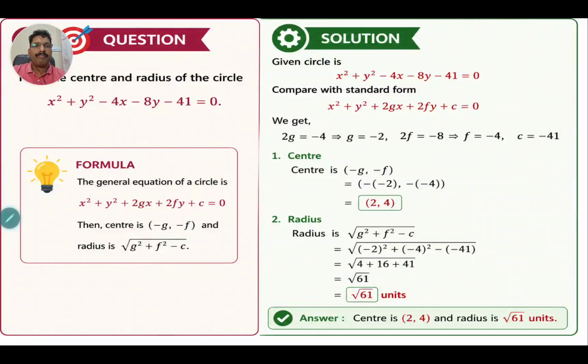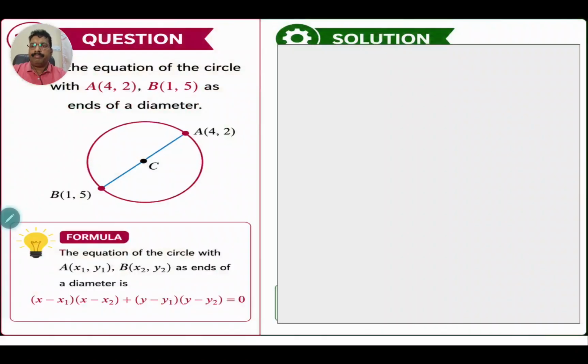Next question: find the equation of the circle with A(4, 2) and B(1, 5) as endpoints of a diameter. Whenever endpoints of a diameter are given, there is a direct formula: x minus x1 into x minus x2 plus y minus y1 into y minus y2 equal to 0. Otherwise, we can find the distance between the two points A and B, which gives the diameter, and half of the diameter gives the radius. The midpoint of AB, that is x1 plus x2 by 2 comma y1 plus y2 by 2, gives the center of the circle.